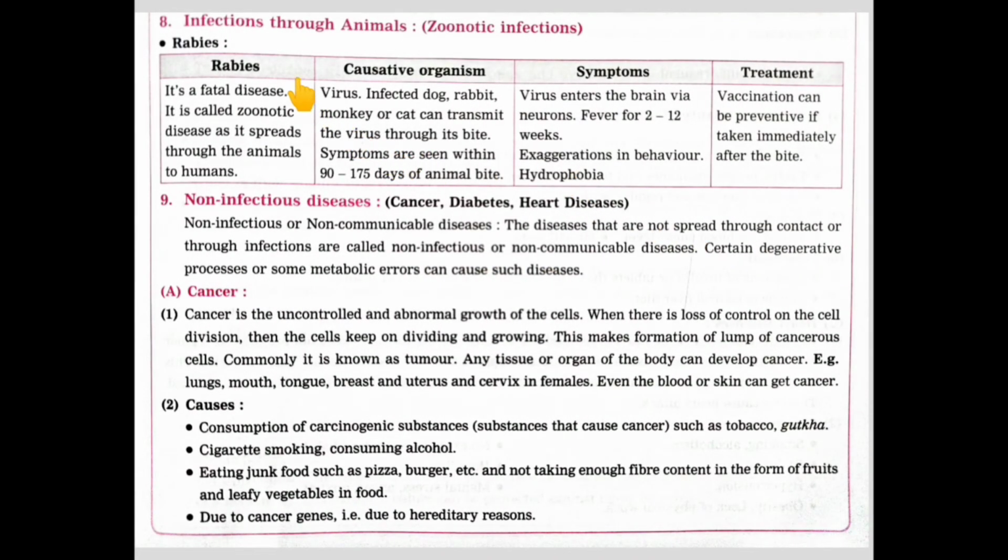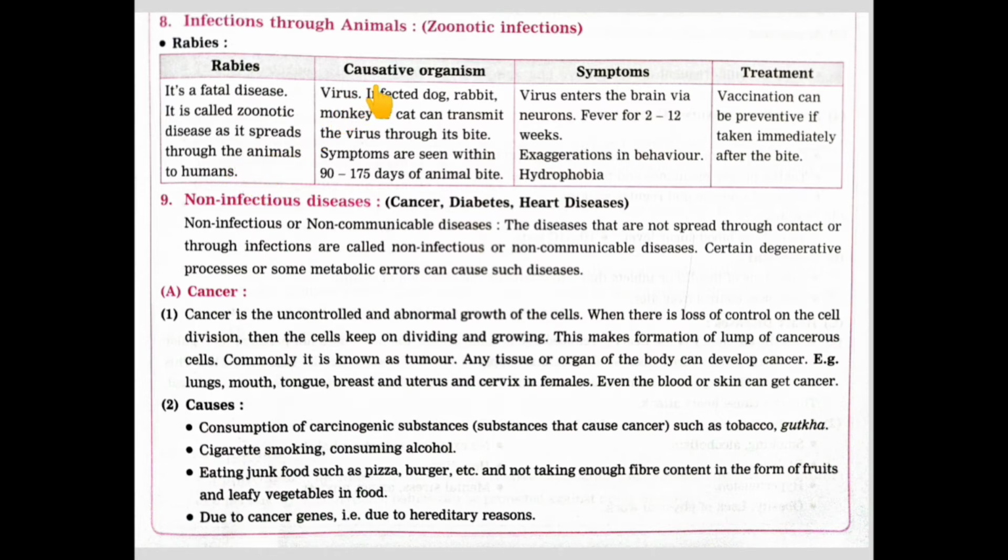Then we will see infections through animals, that is zoonotic infections. Infections which occur through animals are called zoonotic infections. Let us see. First one is rabies. Rabies is a fatal disease. It is called a zoonotic disease as it spreads from animals to humans.